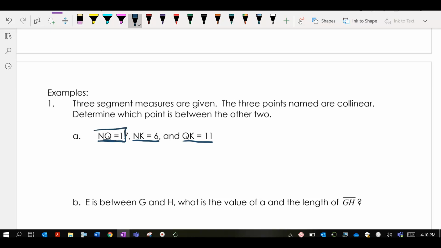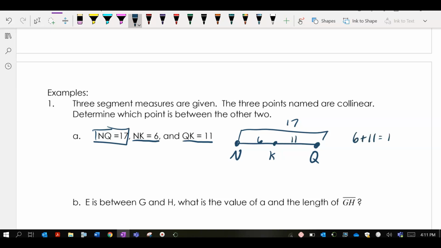Clearly, NQ is the longest length, and so I'm going to go ahead and draw a quick picture to test this. So we have NQ. Notice my points for each one, and then I'm going to put in the middle the K. So here NQ says it's 17, then NK is 6, and QK is 11. Does 6 plus 11 equal 17? Yes, sure does. So then we know that it is K who is in the middle. So K is between.